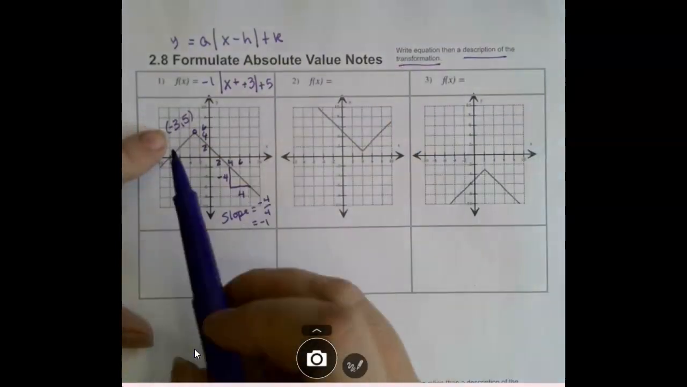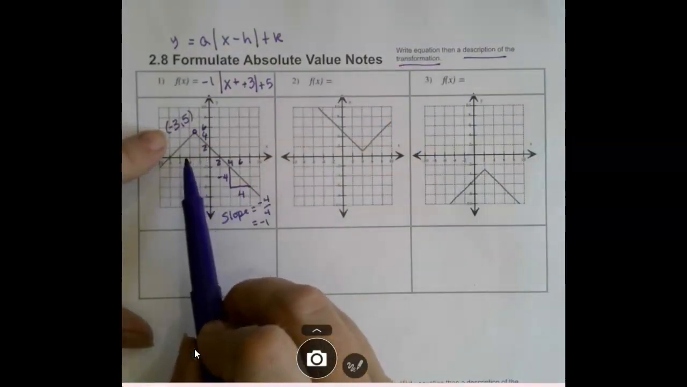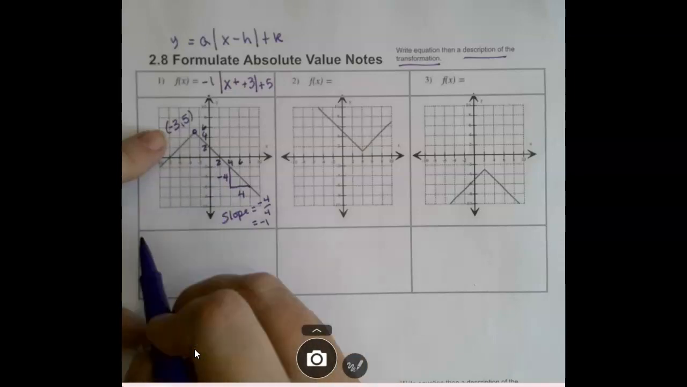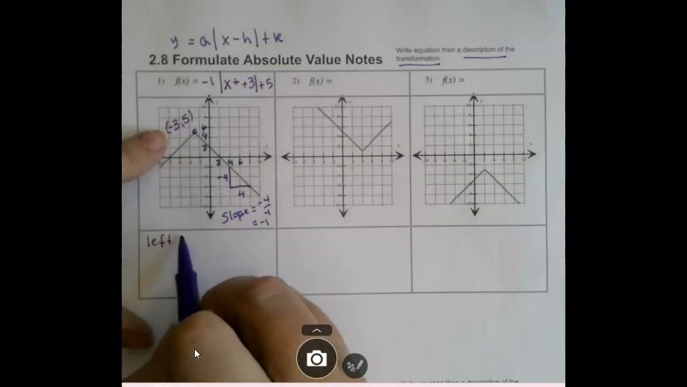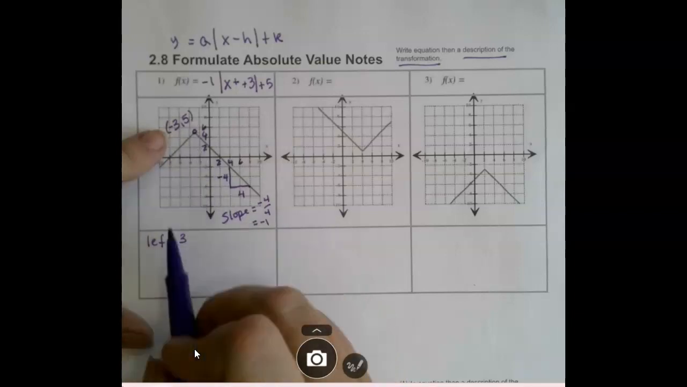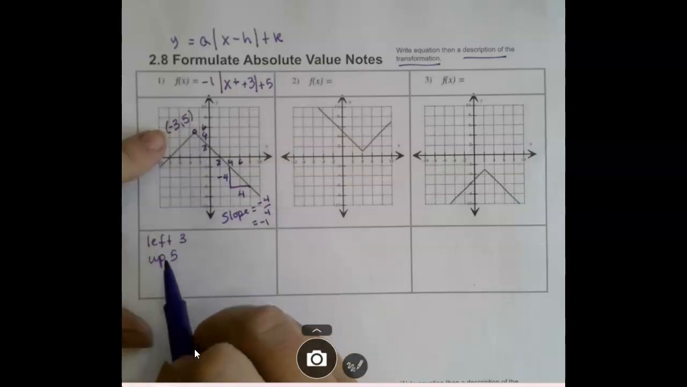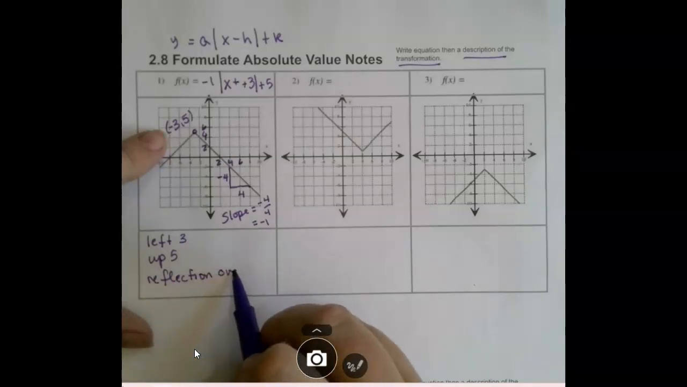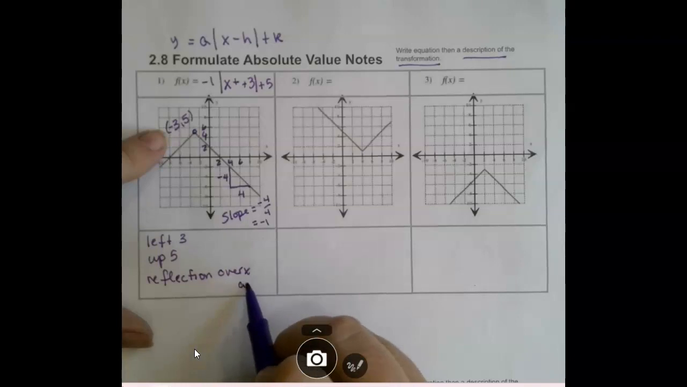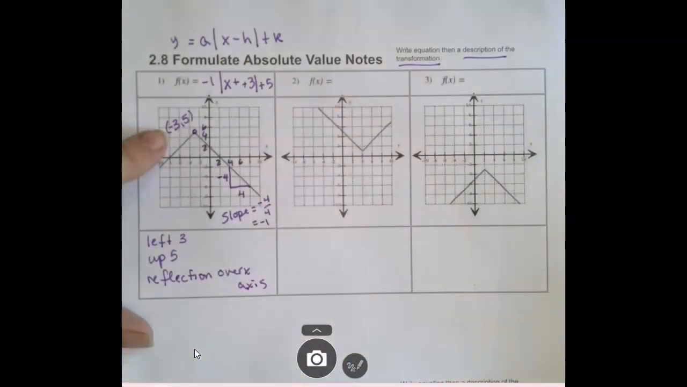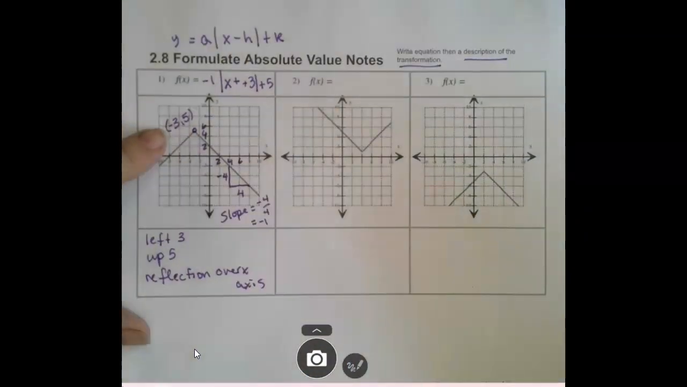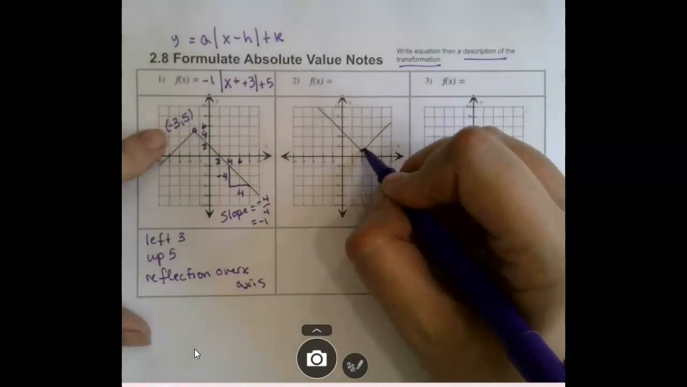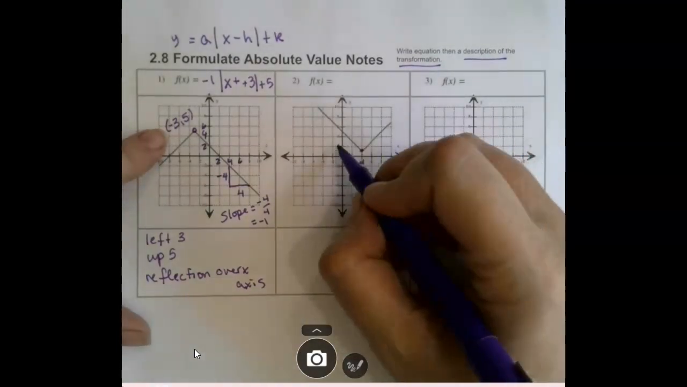What happened here? Well, we translated left 3, up 5, and it's a reflection over the x-axis because it's pointing down. It's a reflection. All right, let's do the next one. Find the slope. Remember, this is 2 and 4, and this is 2.